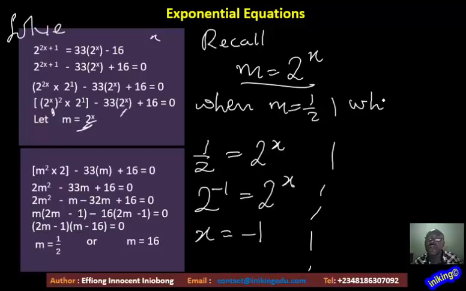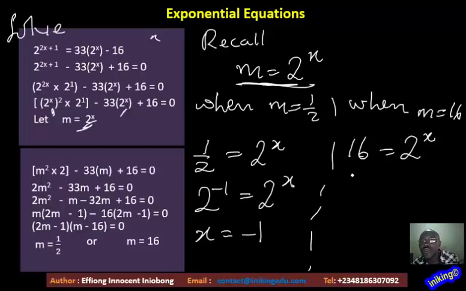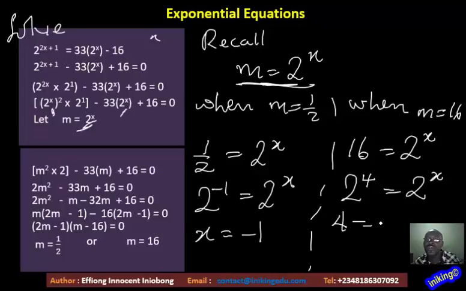Then the second one says m is 16. That means 16 is 2 raised to the power x, again from this line. Now, how do we solve this? Oh, 16 is 2 raised to the power 4. That's 2 raised to the power x. Of course, you agree with me here that 4 is equal to x. That means x is equal to 4.